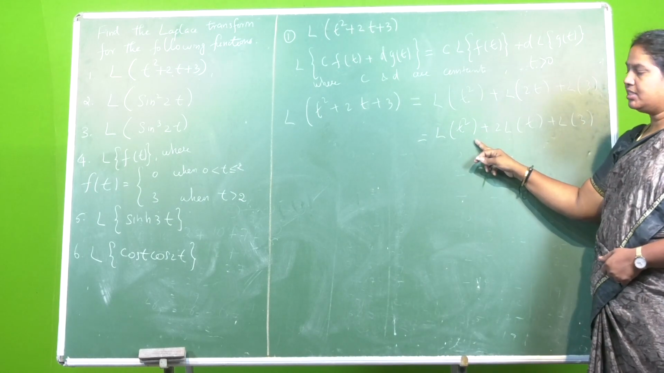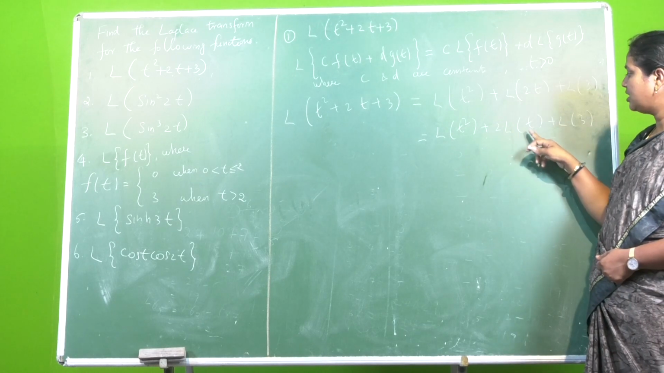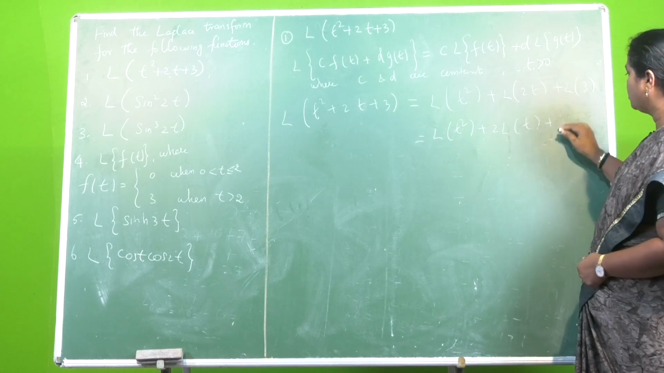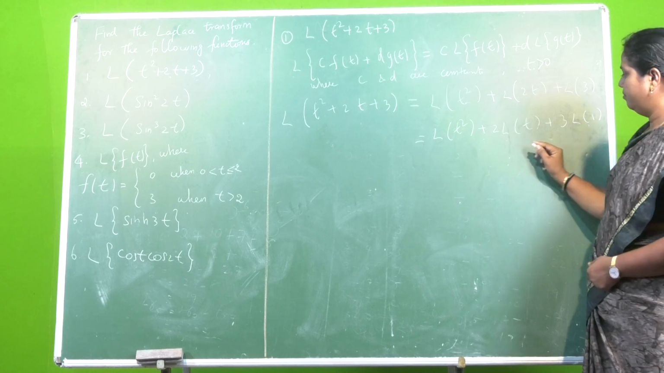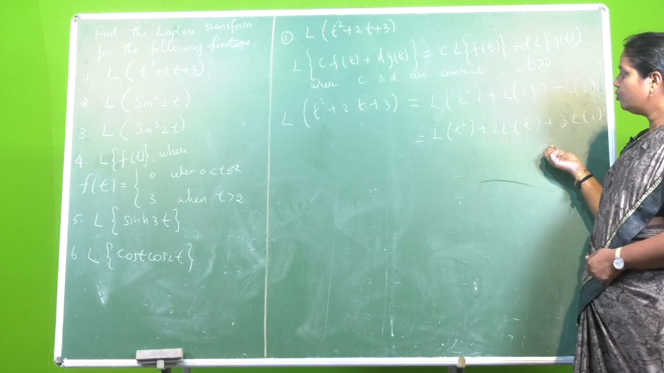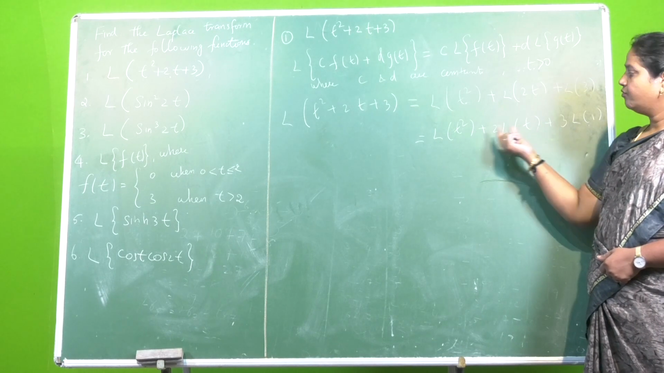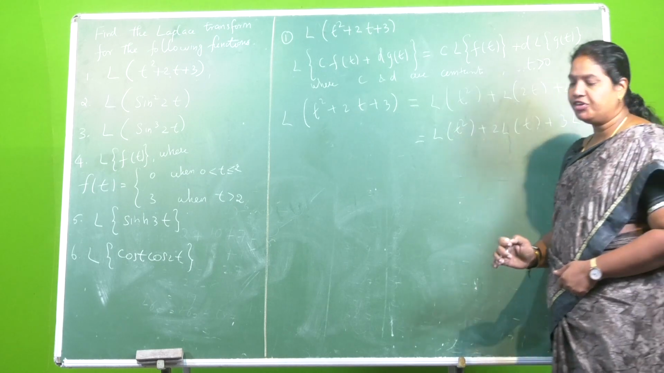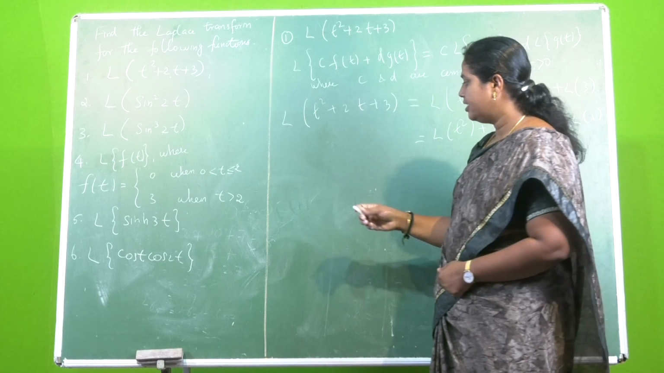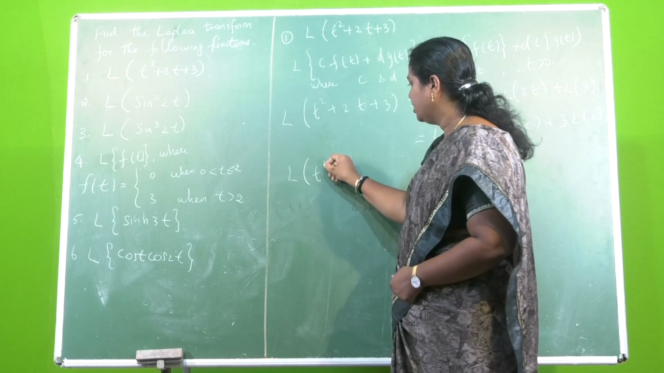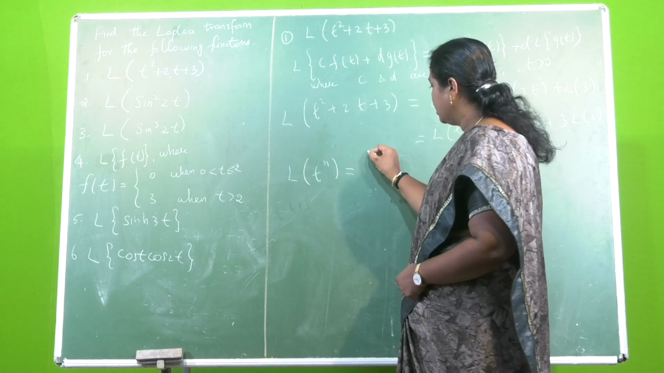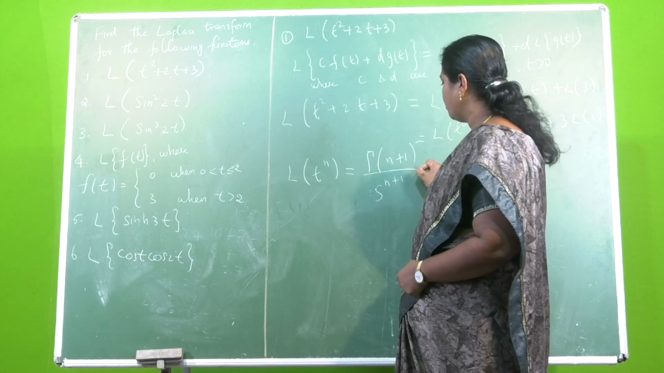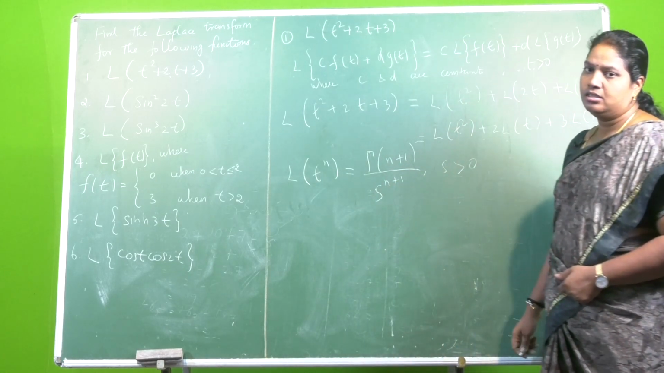So first term will remain the same, second term we will take the 2 outside. So 2 times L of t plus L of 3. Okay. So in the third term also we can take 3 outside, so it will be nothing but 3 times L of 1. And to apply the formula for L of t square, L of t, we already found the answer for L of t power n in the last module. Let us recall that. So L of t power n is nothing but gamma of n plus 1 divided by s power n plus 1, provided s should be greater than 0.